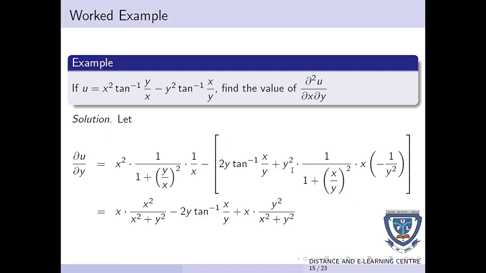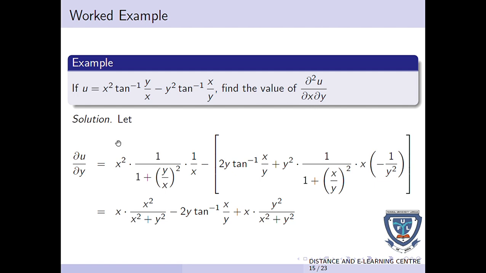Let's look at another worked example. If u is equal to x squared arctan(y over x) minus y squared arctan(x over y), find the value of partial squared u over partial x partial y.